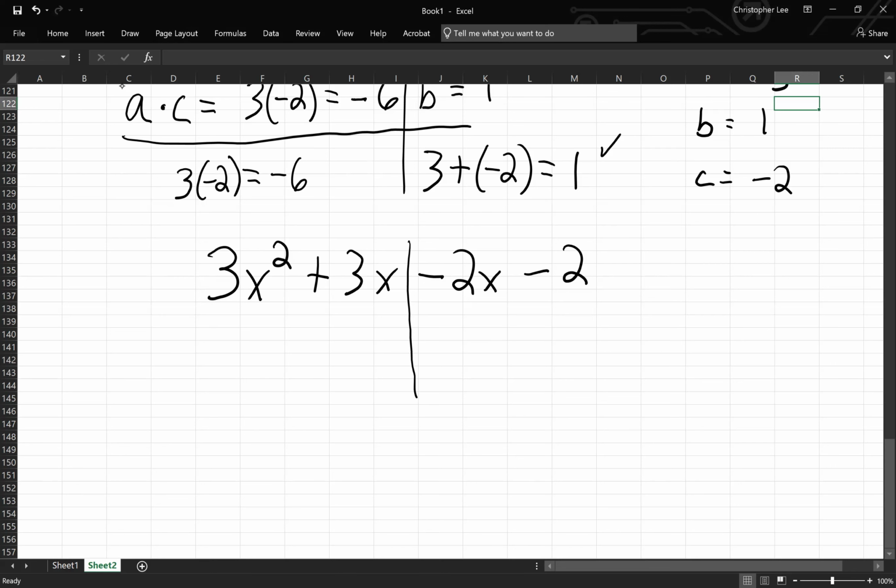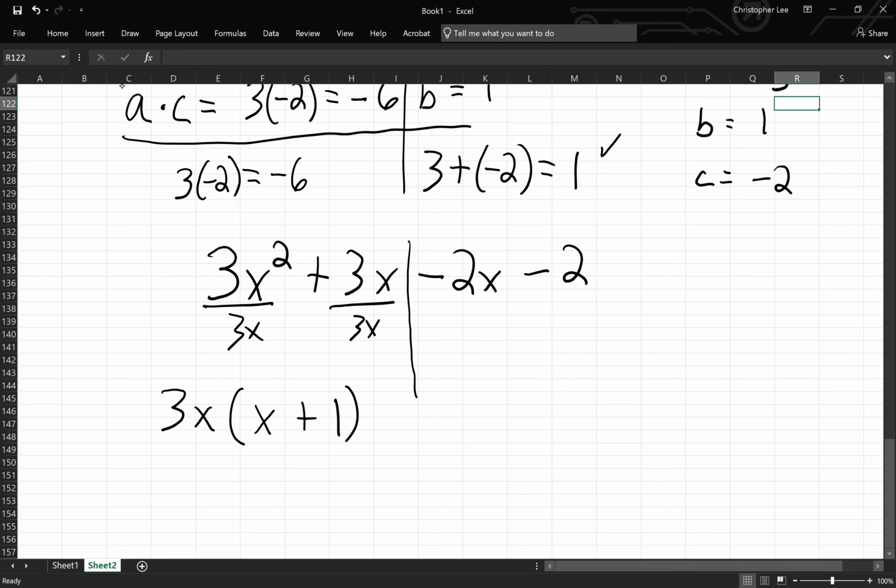On my left-hand group, I have 3x squared plus 3x. What's the greatest common factor there? 3x, right? So when I factor out a 3x, it's like I'm dividing by 3x. What's left over? X plus 1. Very good. Remember, anything divided by itself is 1.